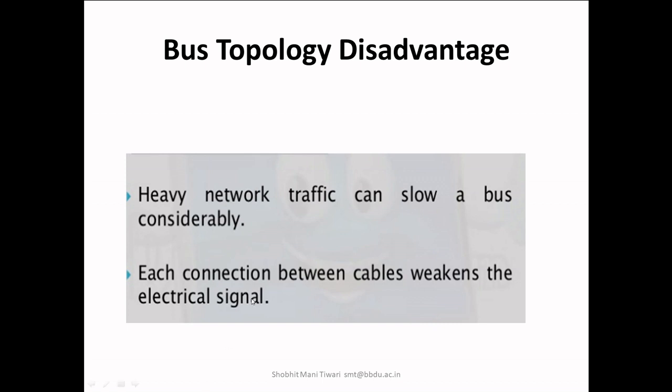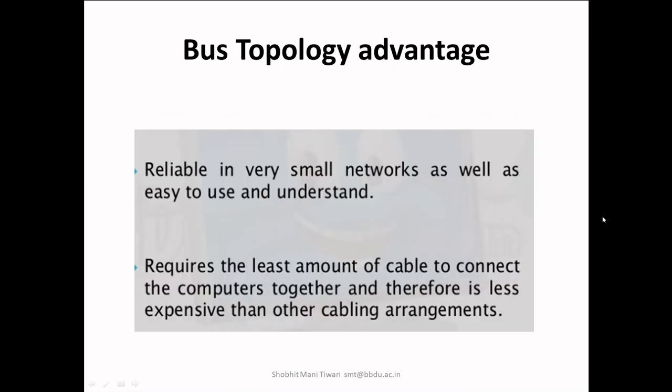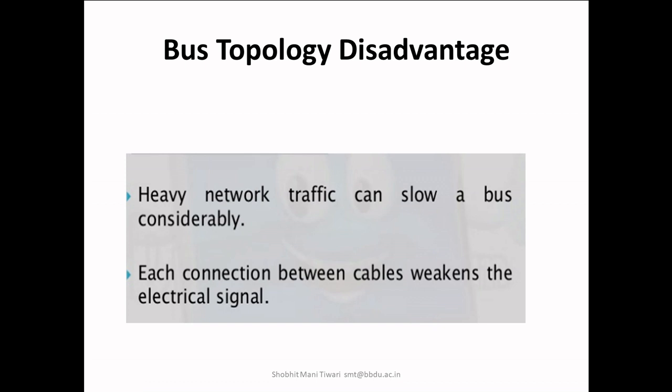Now, the second disadvantage is that each connection between cable weakens the electrical signal. It can easily be verified because if we keep increasing the devices on this bus backbone, then at each interconnection between the device and the bus backbone, electrical interference may occur, and hence there will be some network loss in terms of data transmission. So these are two disadvantages.